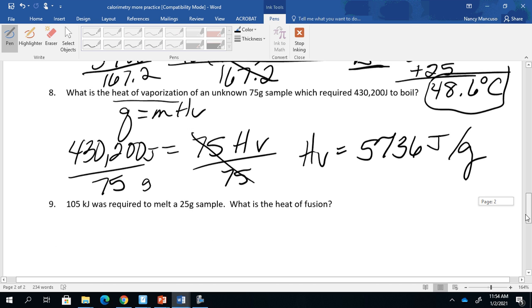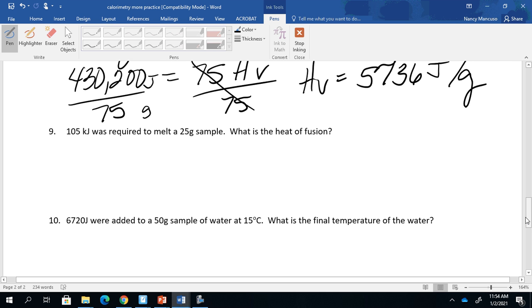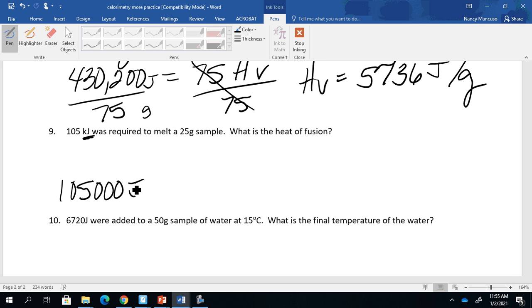Down to the next one. Again, if I'm going too fast, just slow down, pause me, do the problem yourself, and then see if you get the same answer as me. All right, 105 kilojoules. Ooh, kilojoules. That's 105,000 joules. I have to put 3 more zeros onto the end of it. I got to move the decimal 3 places to the right to change it from kilojoules to joules. All right, it was required to melt.